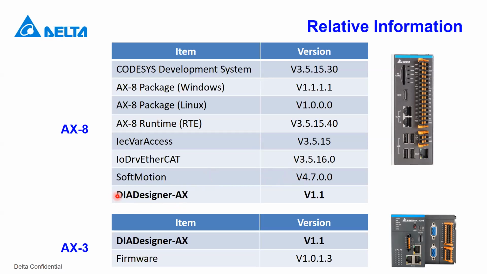And then if you use the DIA Designer AX, basically you don't need to care about this portion. You can just simply download the DIA Designer AX, and you can do anything you want without caring about this. And then for AX3, we support only DIA Designer AX, the current version is 1.1, and the firmware version is V1.0.13.